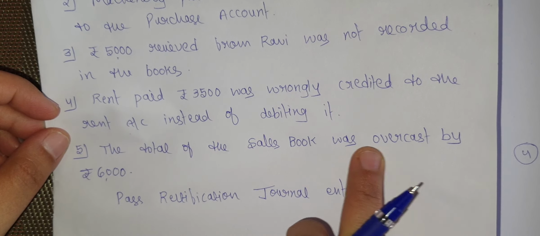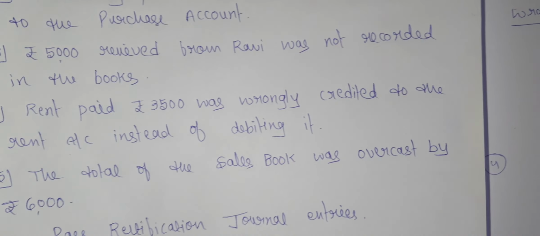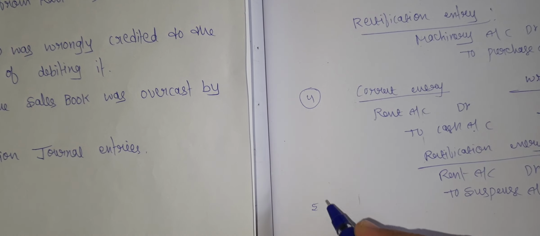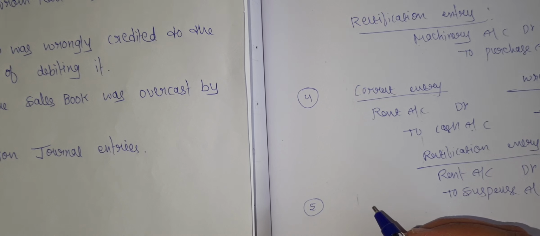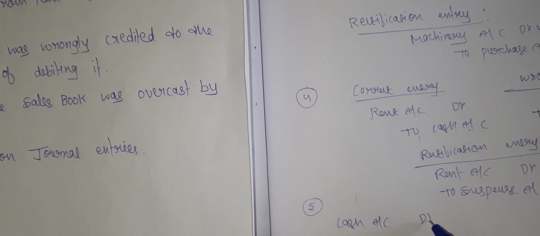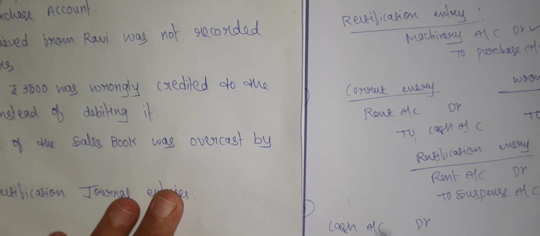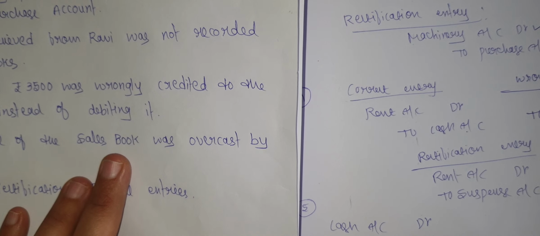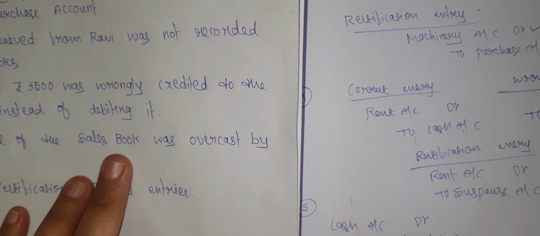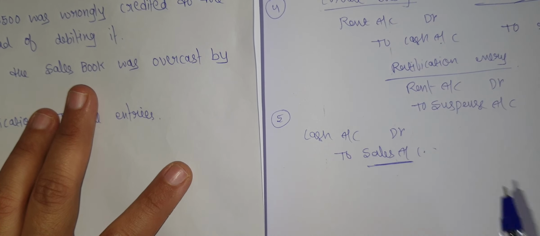Fifth one: the total of the sales book was overcast by rupees 6,000. Here the case is overcast. So first write down the journal entry. Cash account debit to sales account. Here they are telling that the sales book is overcast by rupees 6,000. See here, this account is overcast by rupees 6,000.